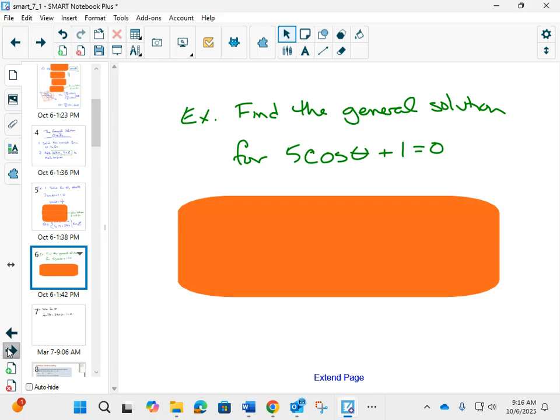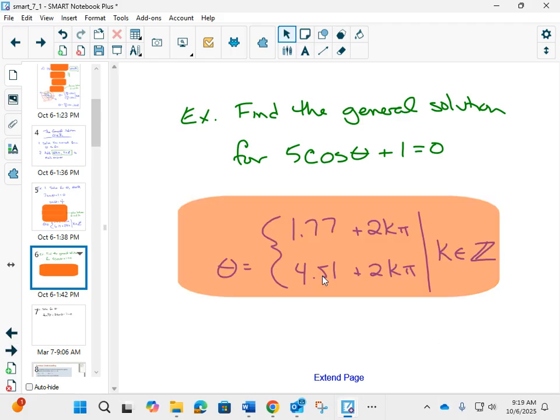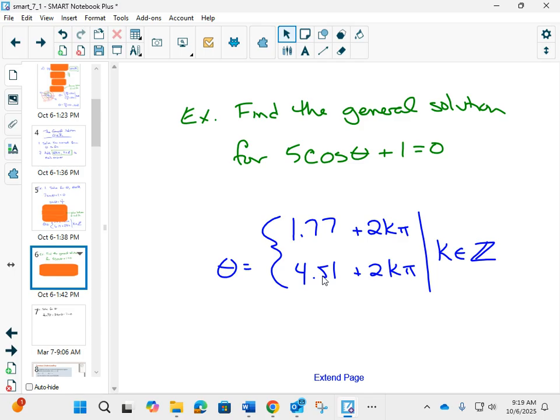So this one I just have the answer here. So you need to show your own work. Get your reference angle on your own. Use your calculator. It's a calculator question. Did you get 1.77 and 4.51? I guess I should technically have 3 decimal places to each of those. Plus 2k pi.